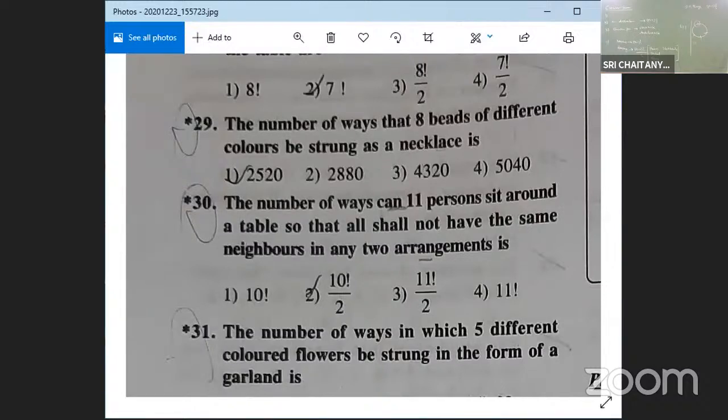The number of ways that 8 beads of different colors. Now I already said, if you get words like black beads, garland, necklace, flowers, and all those things related to girls, then it is said to be hanging type circular permutation, right? In the hanging type circular permutation, n value here is given as 8, n minus 1 factorial by 2, which is equal to 7 factorial by 2. Take down the 29th problem.